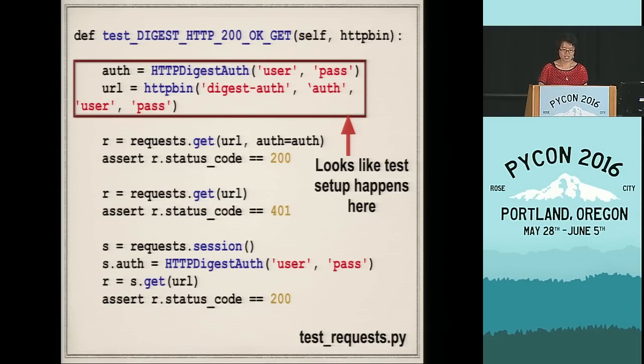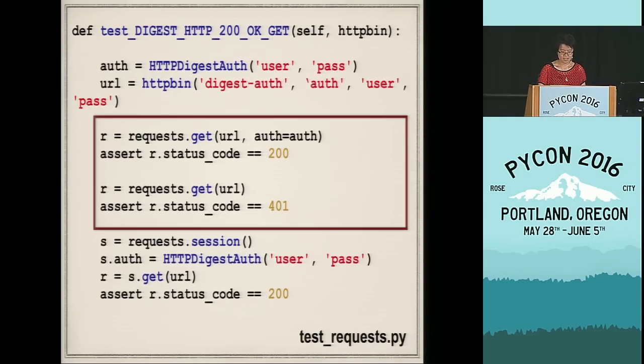In the first section here, there's some test setup that's happening. The auth object gets created, an HTTP digest auth instance is being invoked with the strings user and pass, and then there's a URL object or variable that gets created with the httpbin method. In the next section here, you can see that there's two requests that are being made, one with the auth object and one without the auth object.